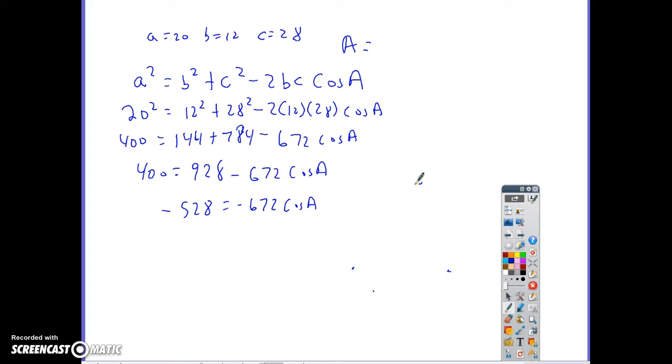Divide that across, and I get... Do I have a bad calculator? Oh, I have a bad calculator. Oh, the bell's ringing. So I have 528 divided by 672, and I get a lovely 0.78571 equals cosine of A.